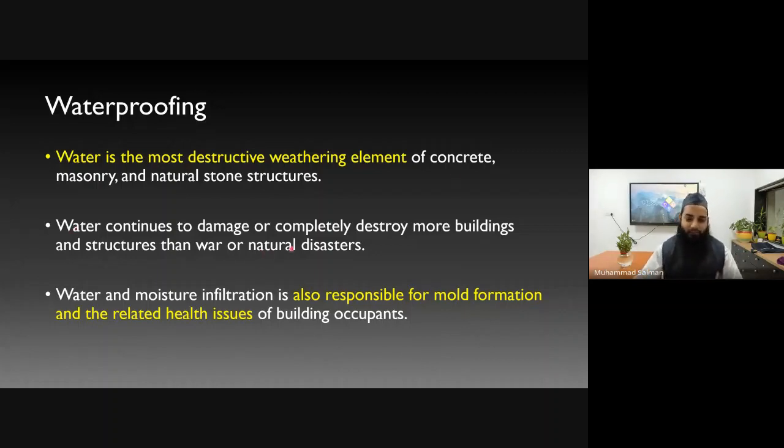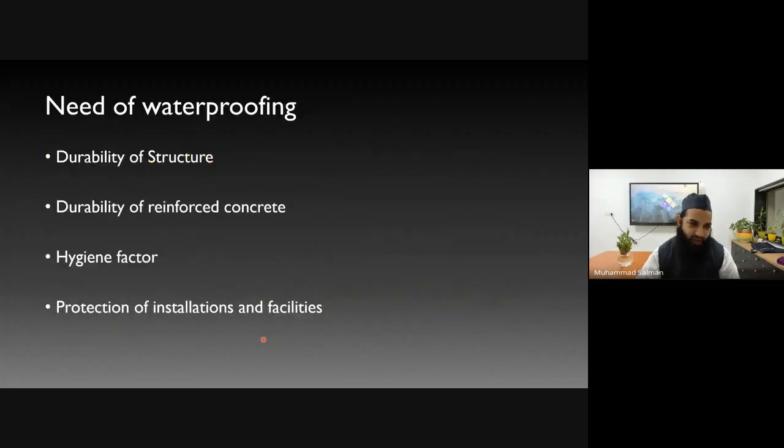For example, dampness is there, leakage is there, which can also lead to mold formation, and which can lead to higher humidity within the buildings, and these can all be related to health related issues as well. So water is damaging both in the sense of causing structural damages, and it can also cause non-structural damages and health related issues. And that's why we need waterproofing.